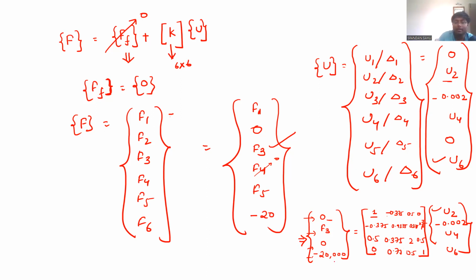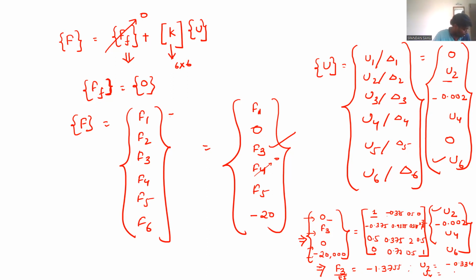Just remember the steps. From here you will get F3 will be equal to minus 1.3755. F3 by EI is minus 1.3755. And we got F3. And D2 or U2 will be minus 0.334.